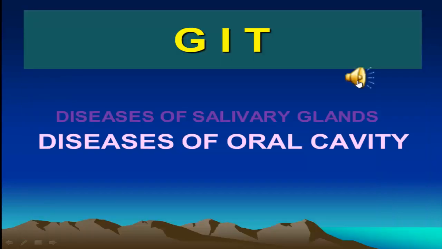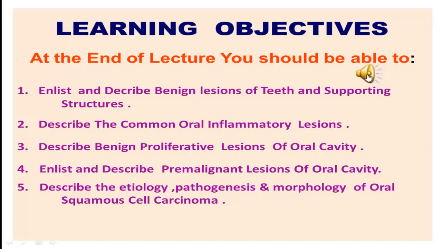In GIT, yesterday we discussed diseases of the salivary glands, and today we will discuss diseases of the oral cavity. In the oral cavity, we will discuss some important inflammatory lesions, precancerous lesions, and then carcinoma of the oral cavity. This slide shows the learning objectives for today's lecture.